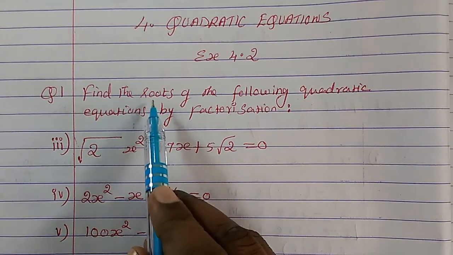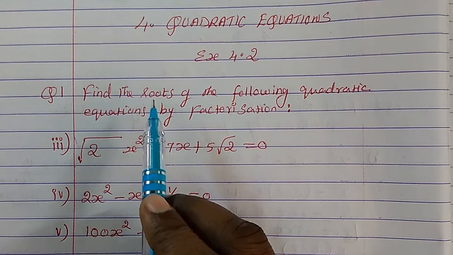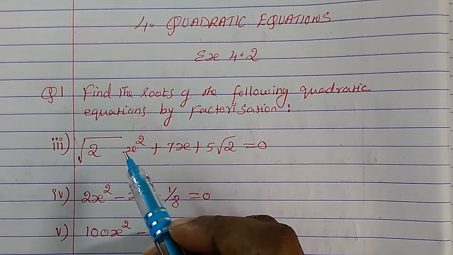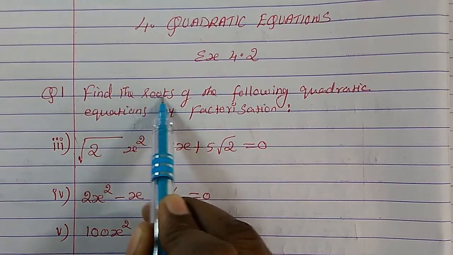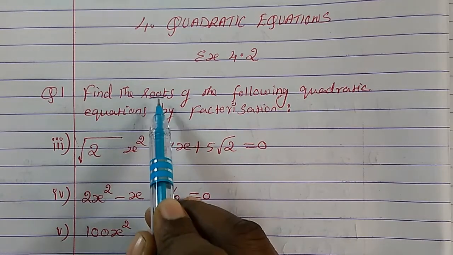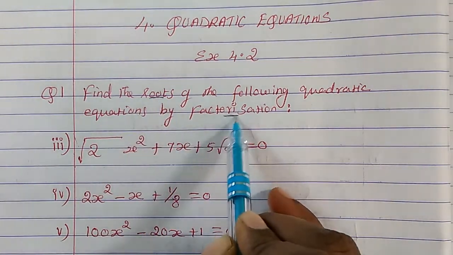So here roots means, as I told you in the polynomial chapter you have done it already, the value of the x that we find out in polynomial we call it zero, but in quadratic equation we call it root. So that is the meaning of it. Meaning is the solutions or the value of the x that we call roots. Then how to find? By factorization method.